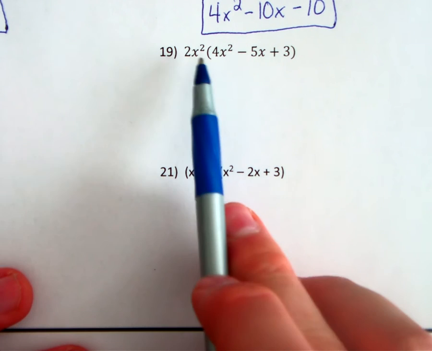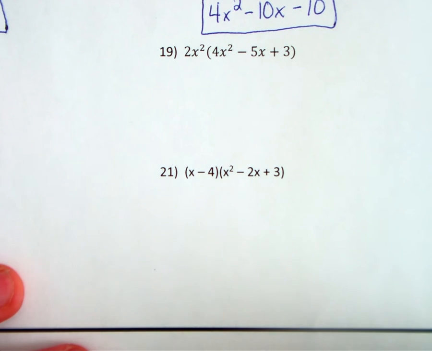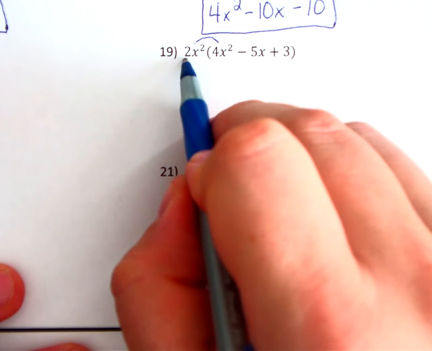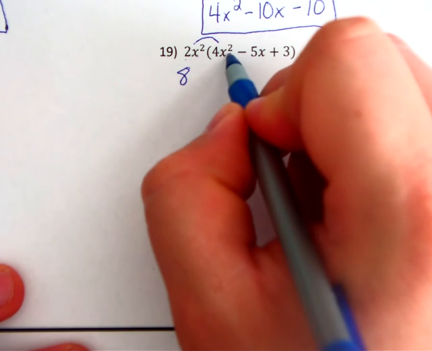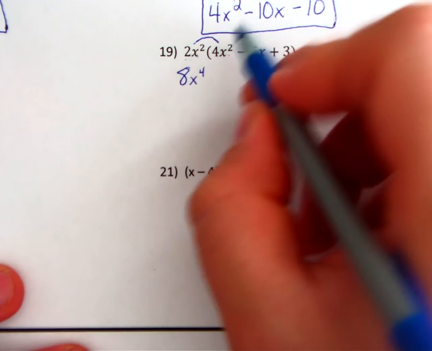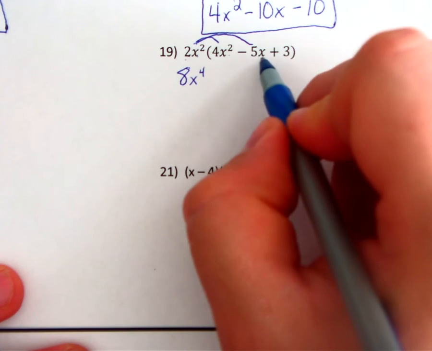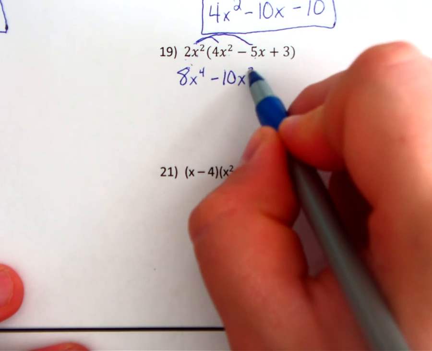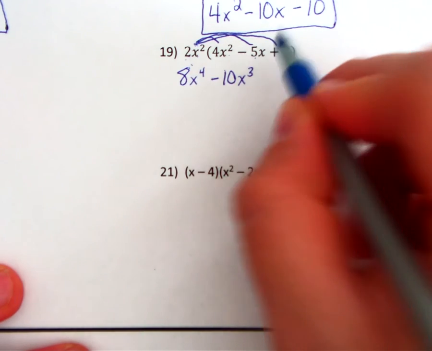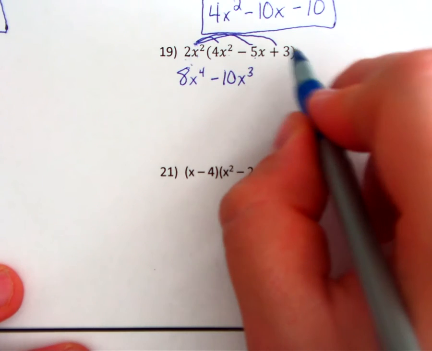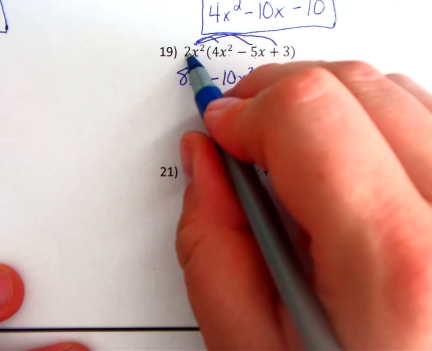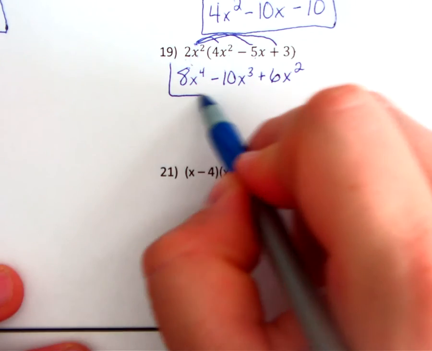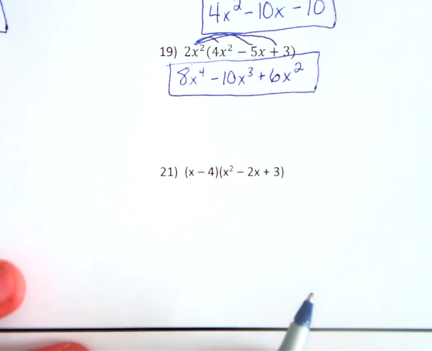Number 19, we have a monomial times a trinomial. All we need to do here is simply distribute. 2 times 4 is 8. X squared times x squared is x to the 4th. Distribute to the next term. 2 times negative 5 is negative 10. X squared times x is x cubed. Distribute to our last term. 2x squared times 3. 2 times 3 is positive 6. X squared times no value remains x squared. And so we finished that problem.